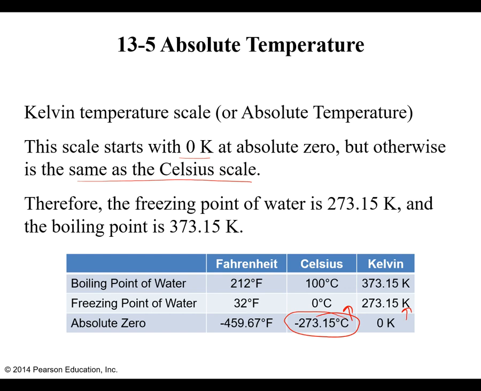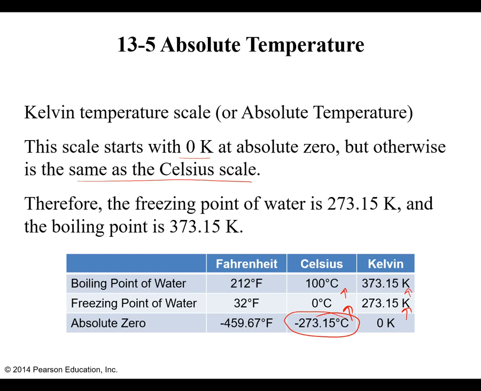Then an increase of another 100 degrees gets us to the boiling point of water, so we increase by 100 degrees. In other words, 100 Kelvin. So this is just an interesting table that relates the boiling point of water, freezing point of water, and absolute 0 in all three of the temperature scales that we have talked about.